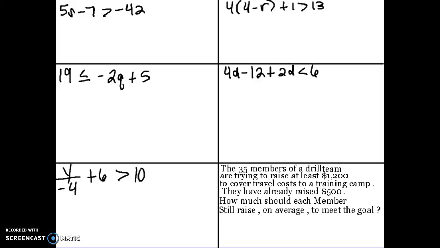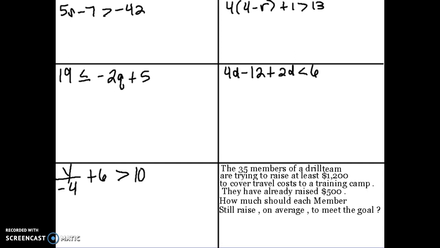Inequalities. When you solve inequalities, they're just like solving equations, except that now you have to be mindful of which way your inequality symbol is facing. So our first problem is 5s minus 7 is greater than negative 42.